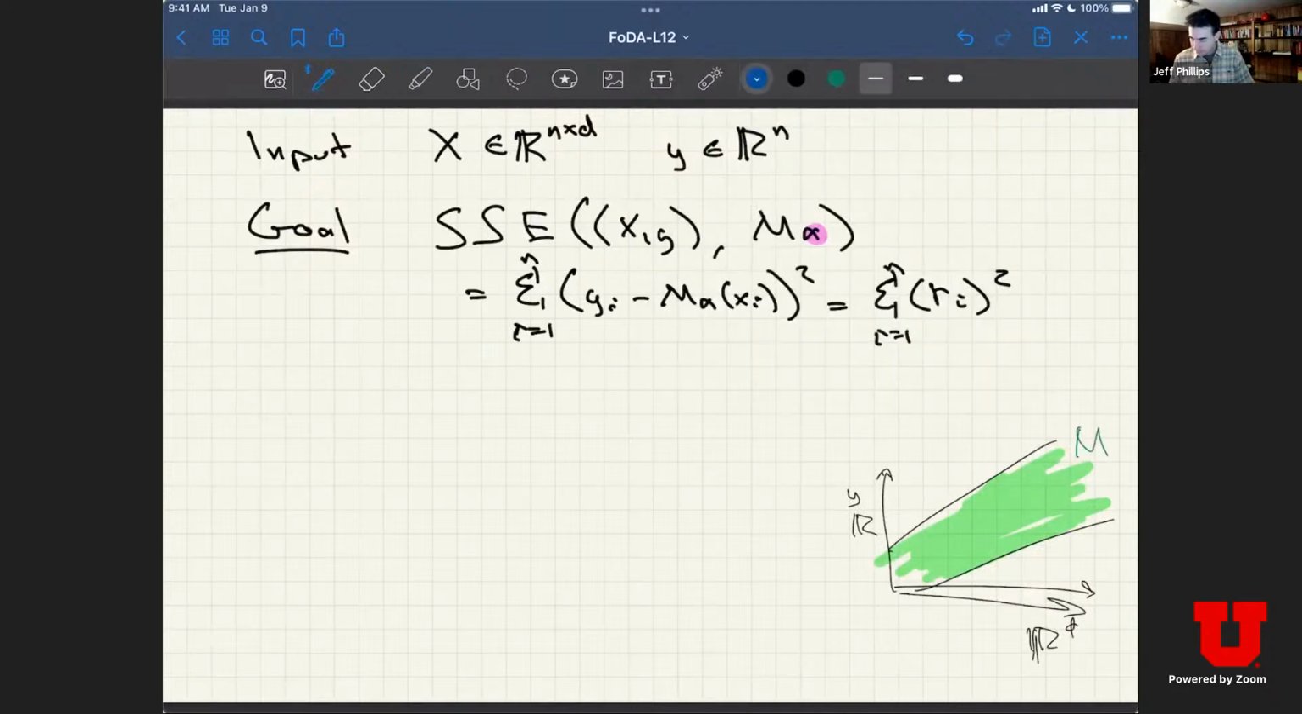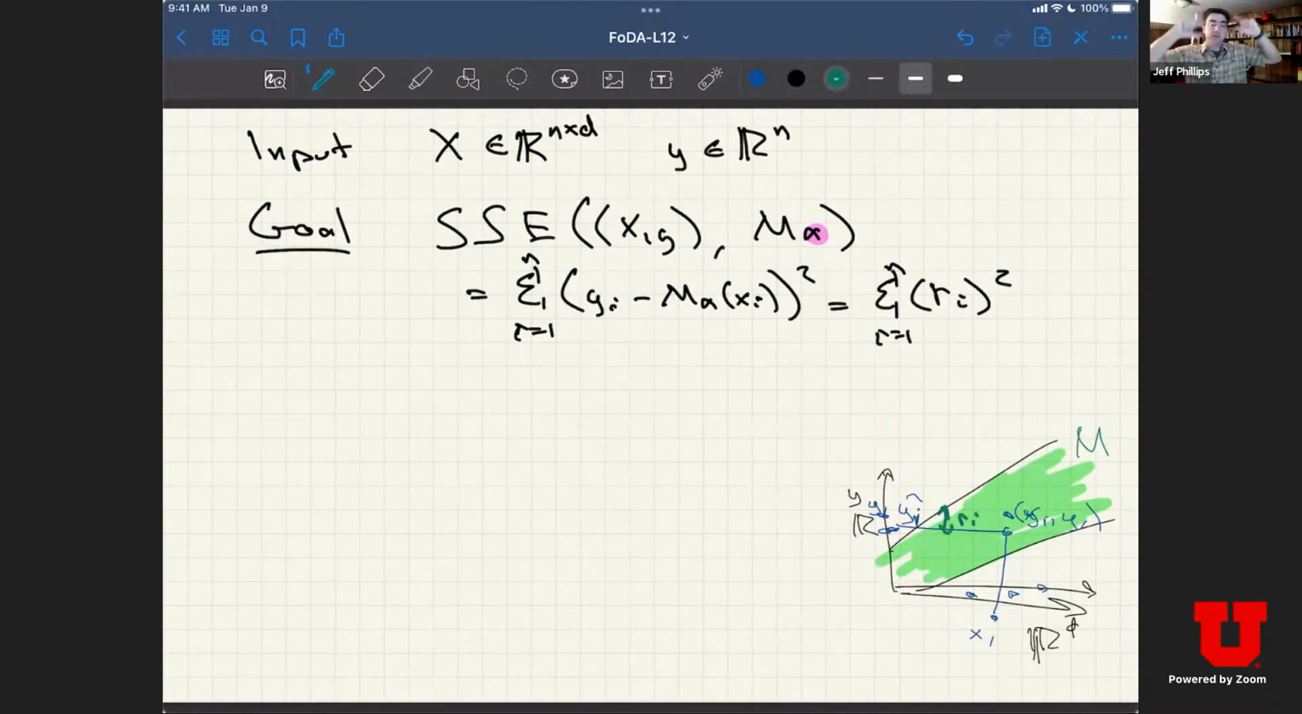Okay, and now for every one of a bunch of these data points, x1 is going to map up to a value here, and this is going to give me a y. If that's x1, this will be y1 hat, and there would have been a true y. This would be the value of x1, y1, and so there is a true y1, and the difference between them is going to be the residual.